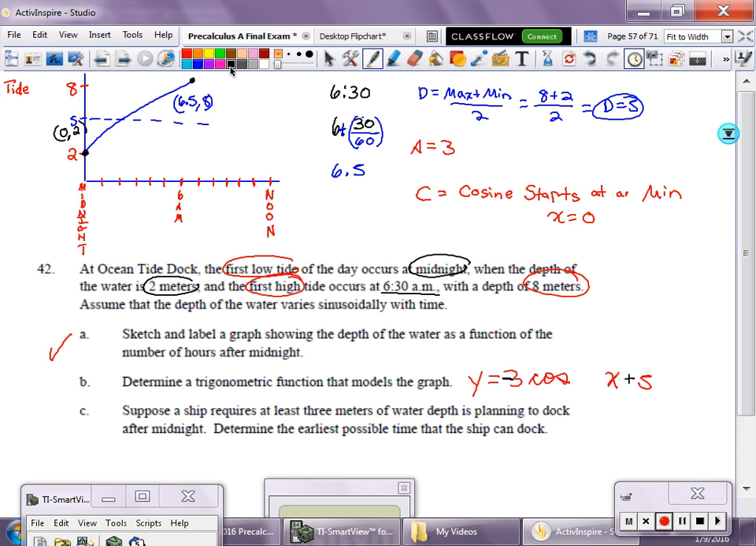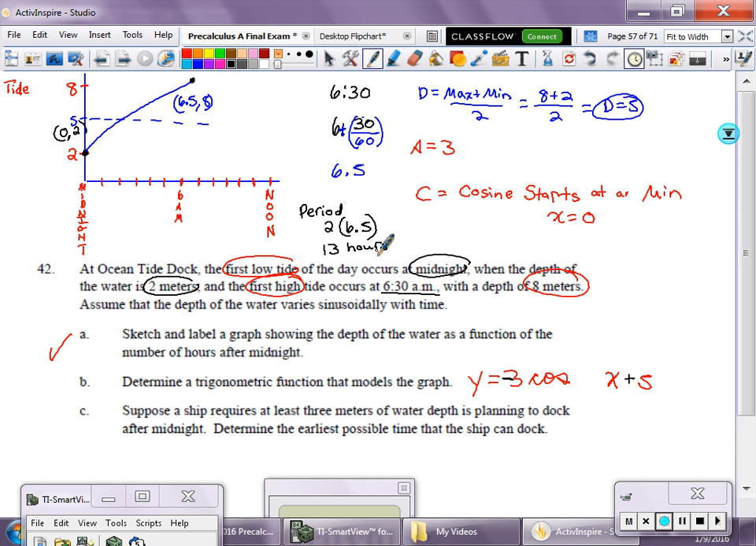Alright, under principle, minimum to max is half the period. So we have to find our period. A period is the time it takes to complete one cycle. So all I'm going to do is, 0 to 6.5 is 6.5, so it's going to be 2 times 6.5. And our period is equal to 13 seconds or 13 hours.